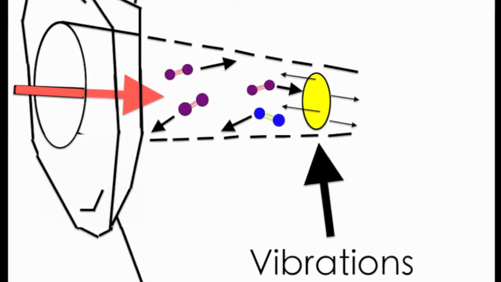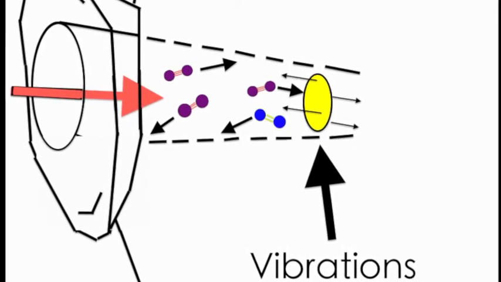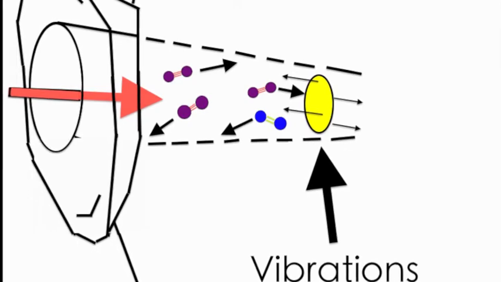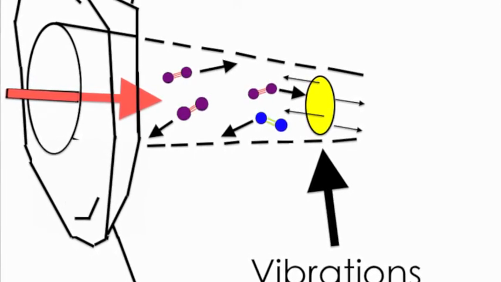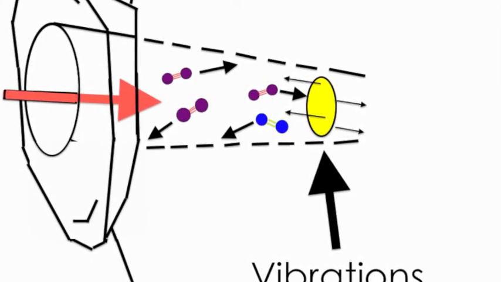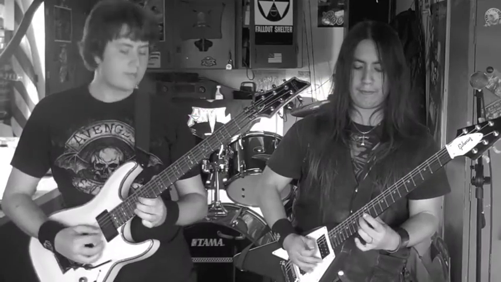These vibrations trigger a series of neurological processes in which the brain translates the input from our eardrums into distinguishable sounds. And this brings us back to our guitar solo.